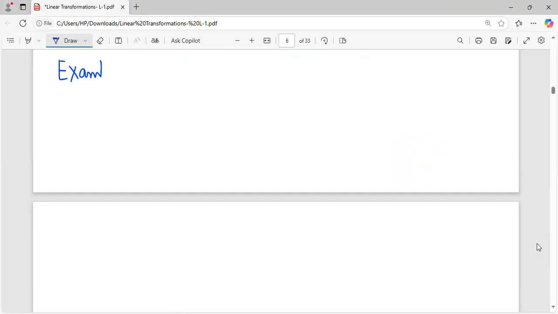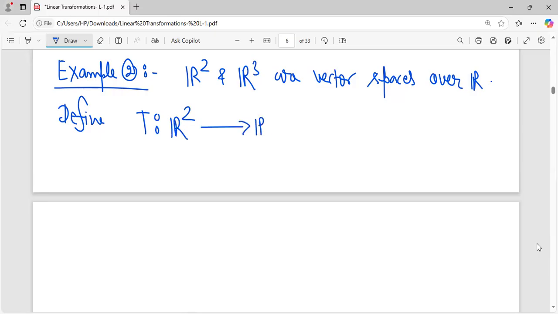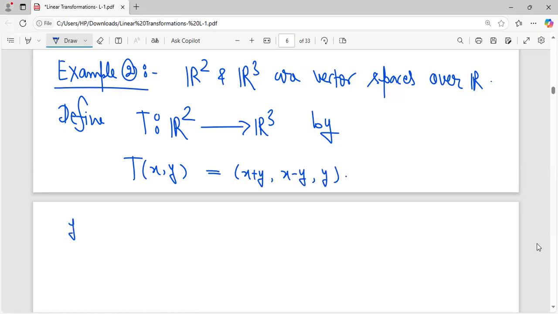Example 2. R2 and R3 are vector spaces over R. Define T from R2 to R3 by T of x, y is equal to x plus y, x minus y, y. Is T a linear transformation?